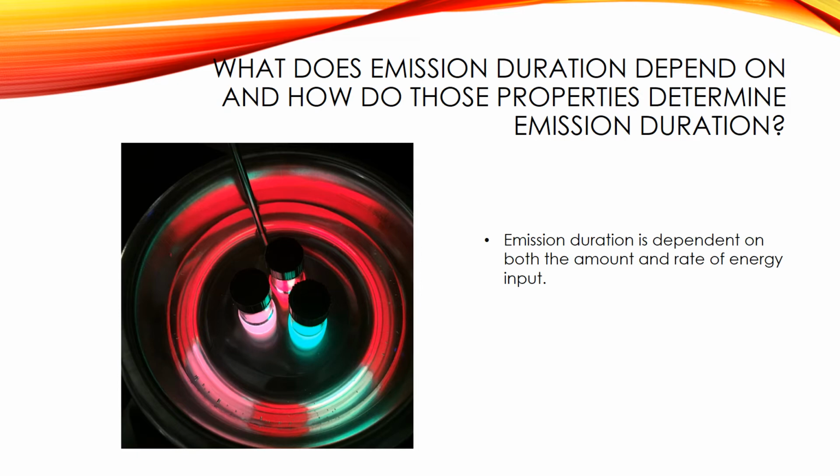Emission duration lasts from the time that the dye is activated until when it stops emitting photons. This cannot be seen on the graph, but can be determined by measuring the time it takes until there are no more photons being emitted from the substance.